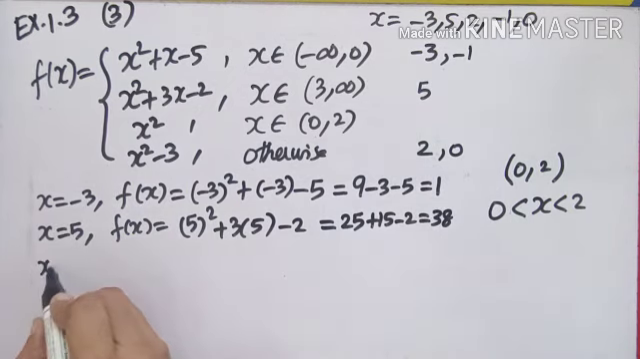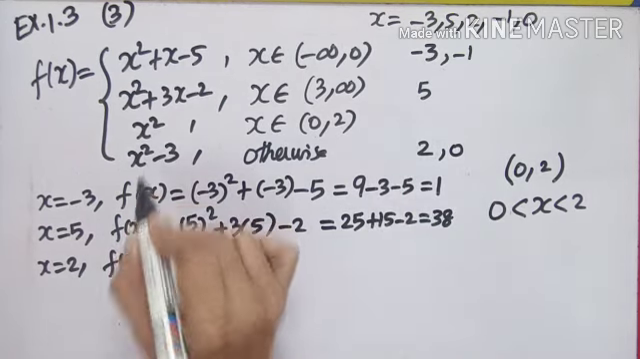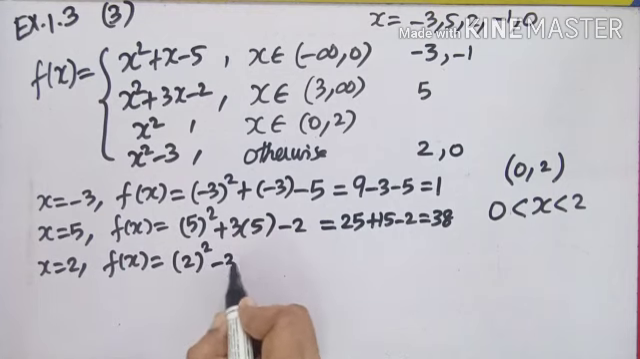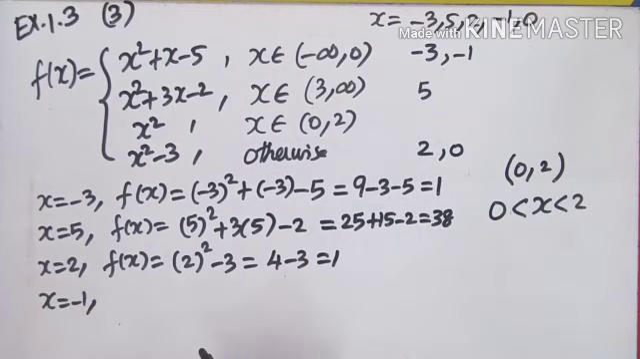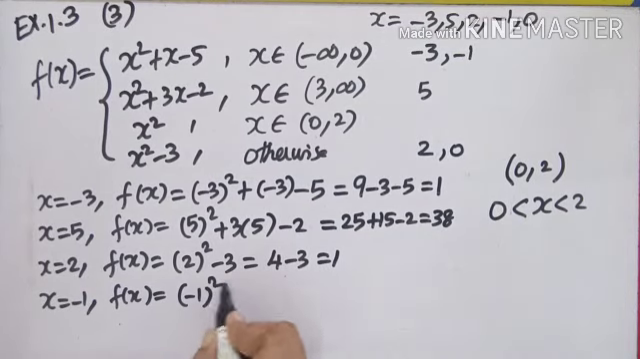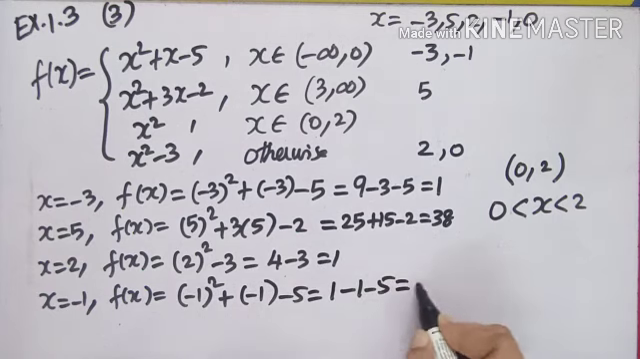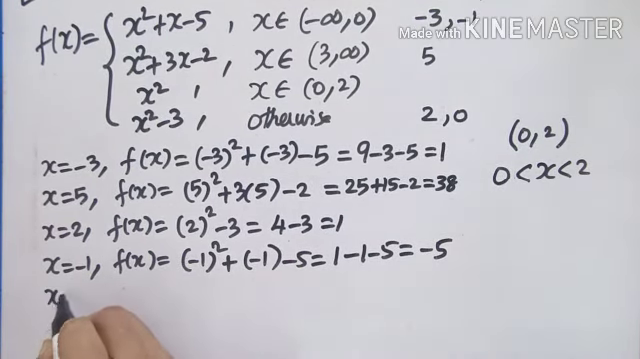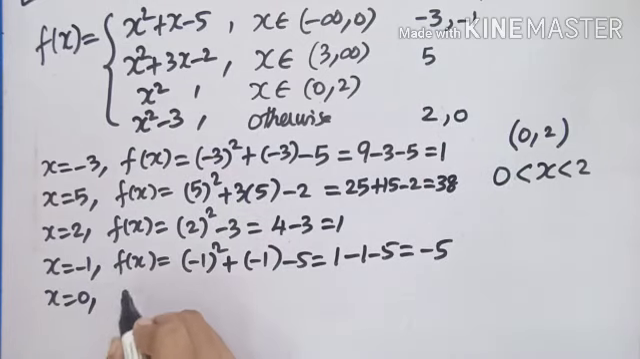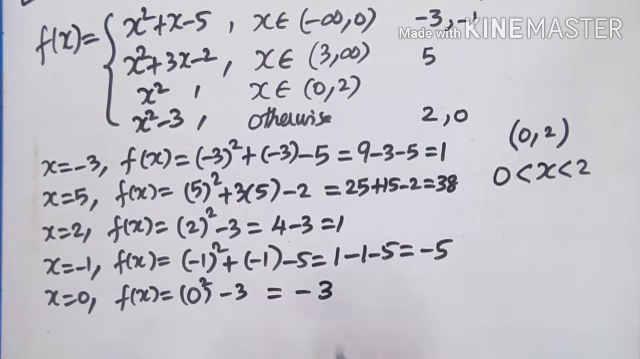Next I want to find out x is equal to 2. F of x, 2 falls here. So it is 2 square minus 3. 4 minus 3, that is 1. Put x is equal to minus 1. Minus 1 falls here. So f of x is equal to minus 1 square plus minus 1 minus 5. 1 minus 1 minus 5, my answer is minus 5. Next I want to find out x is equal to 0. 0 falls here. So f of x is equal to 0 square minus 3, and my answer is minus 3.